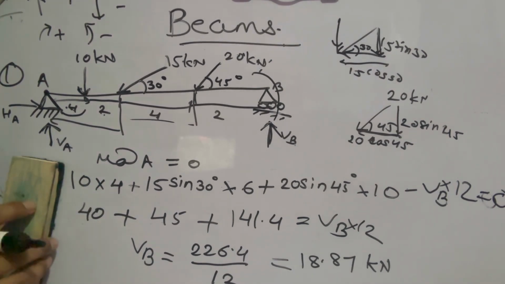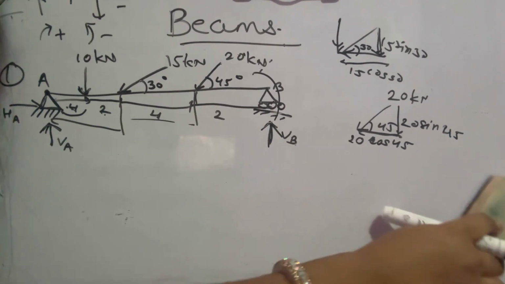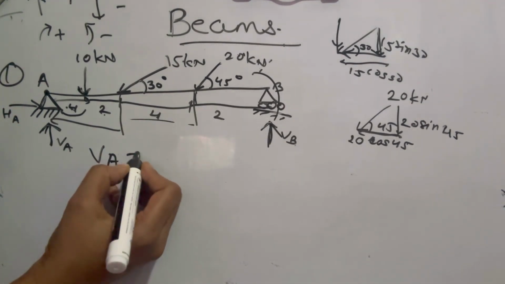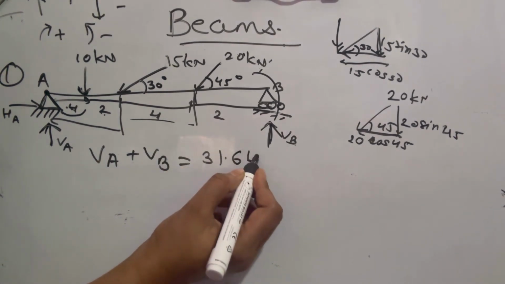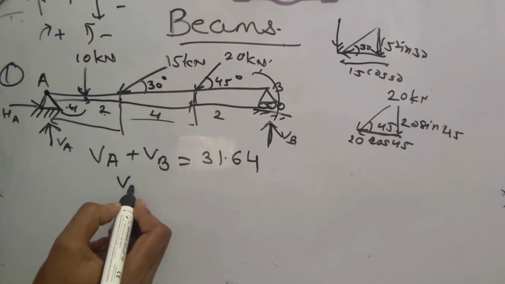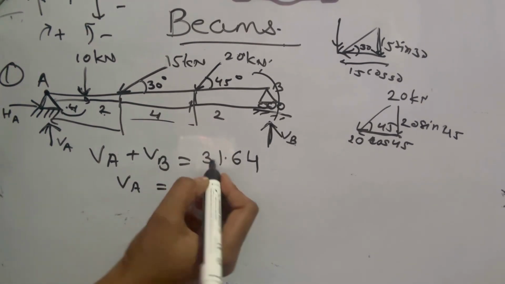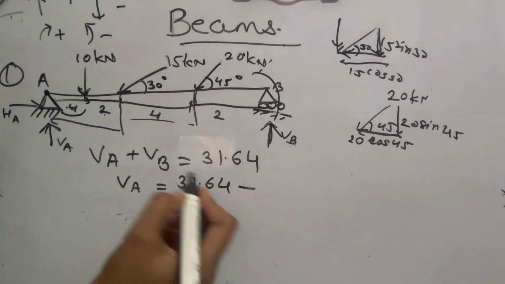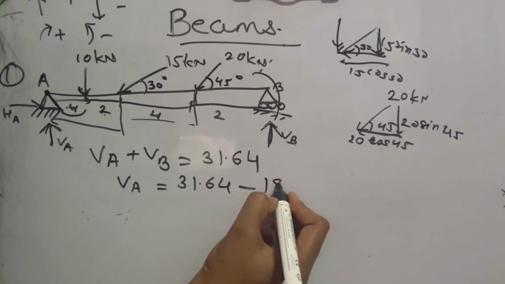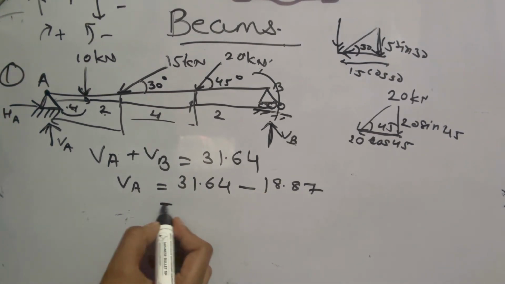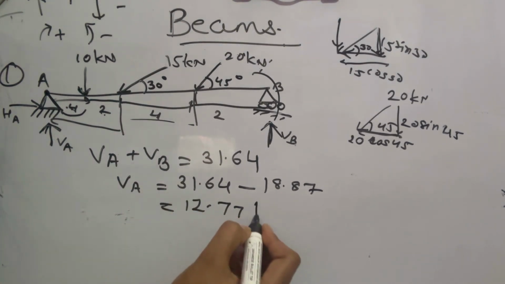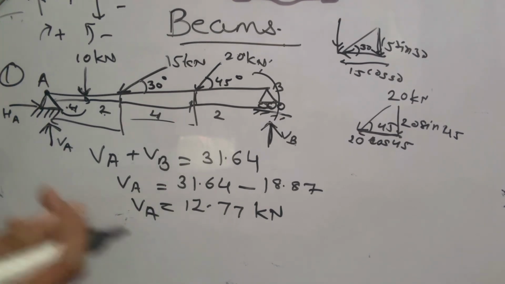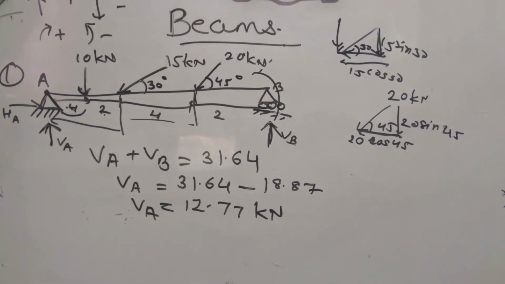Okay, so both the reactions you will get from here. VA plus VB is equal to 31.64. So VA will be equal to 31.64 minus VB. VB you got here is 18.87. So what is the VA now you got? 12.77 kilonewton. So two vertical reactions you got, VA and VB.